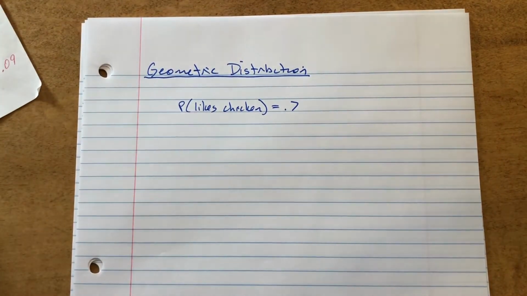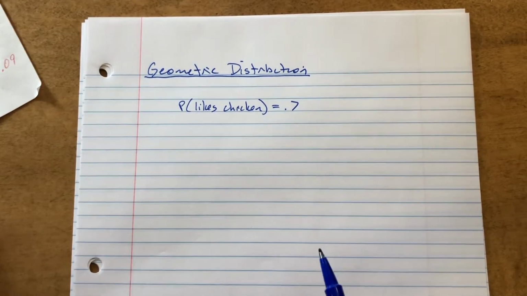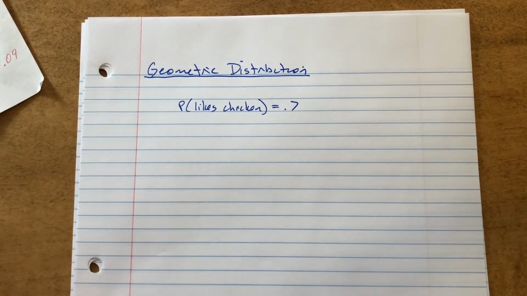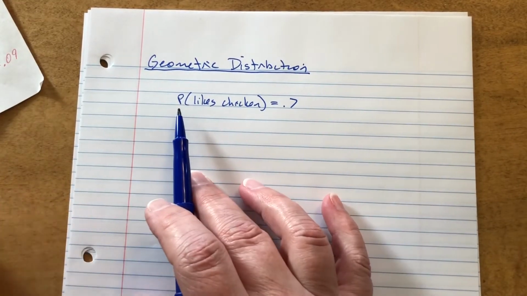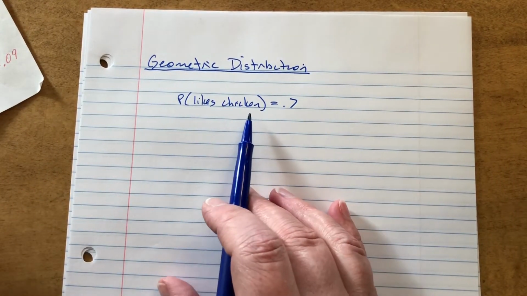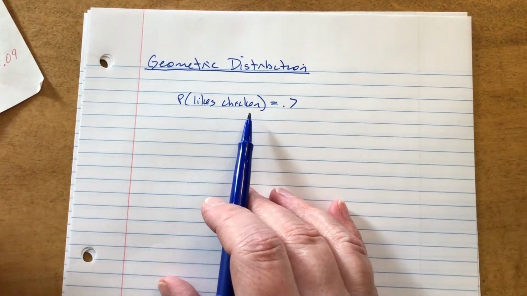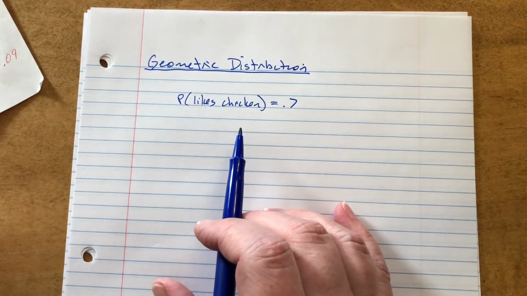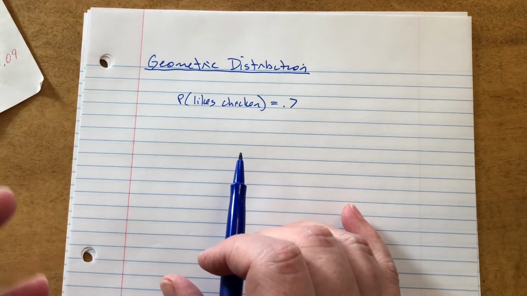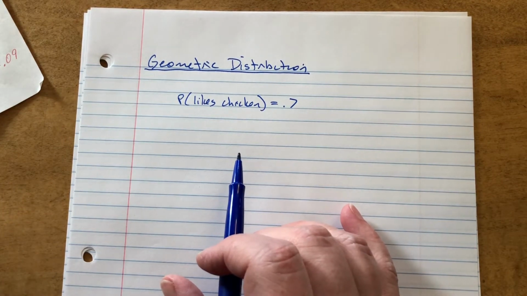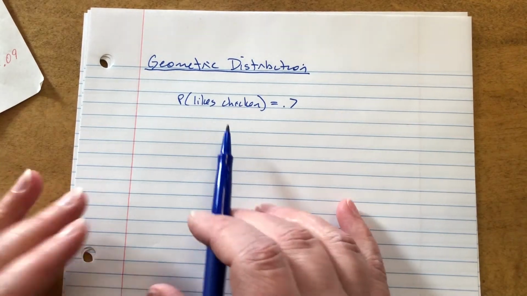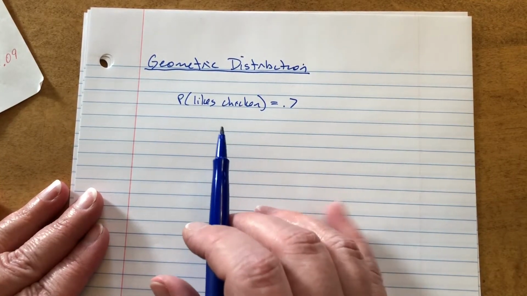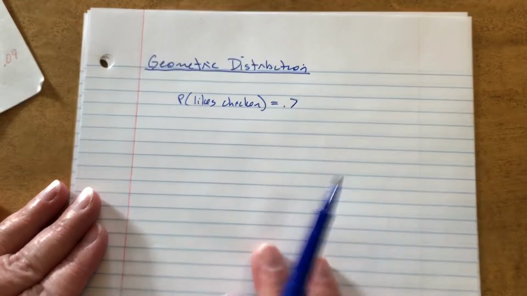Let's talk about geometric distributions. We already really know how to do geometric distributions, but I want to show you a couple shortcuts in the calculator. Again, we're going to do the probability that somebody likes chicken. A geometric distribution is very similar to a binomial, but we don't have a set number of people. Like in the binomial, we had 50 people, and 100 people out of 100 people out of 150 people. But here we're concerned more with when's the first time I'm going to see somebody that likes chicken.